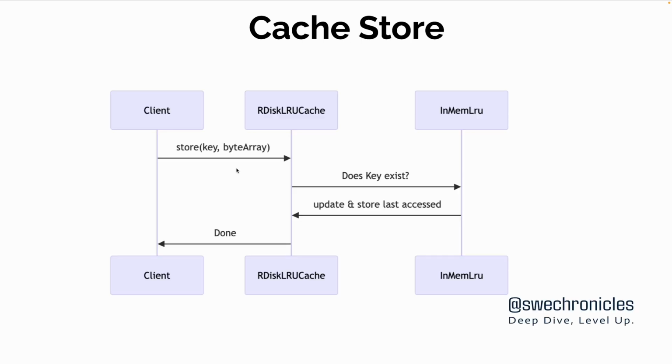Then the next sequence, we can talk about the store. This is when the client has fetched the data from a URL or somewhere else further away from the client and provides the byte array to the DiskLRU cache. So once that is done, the DiskLRU cache will just store these bytes in memory and will return the result to the client with a success.